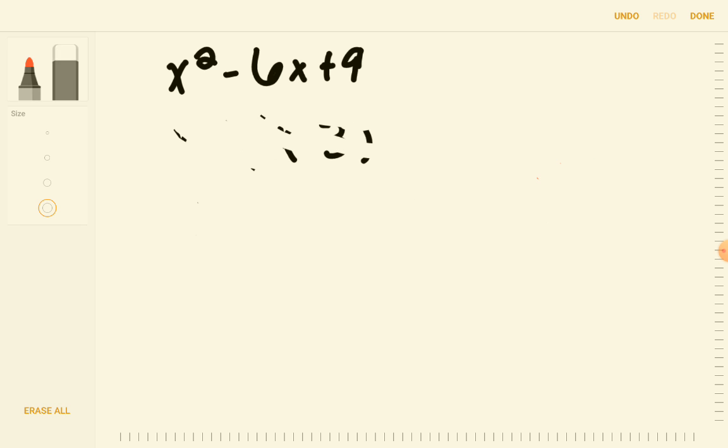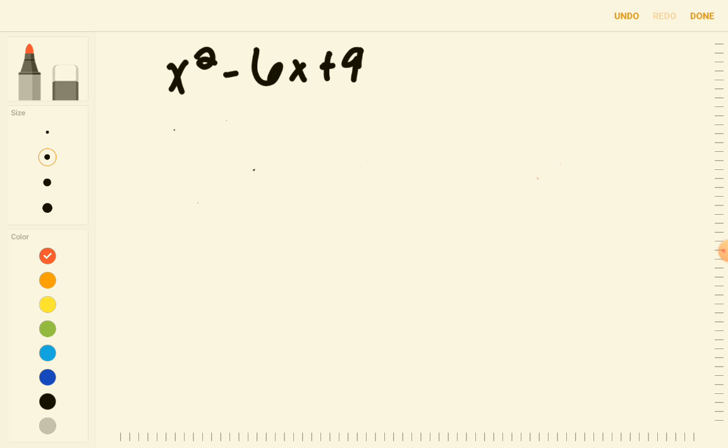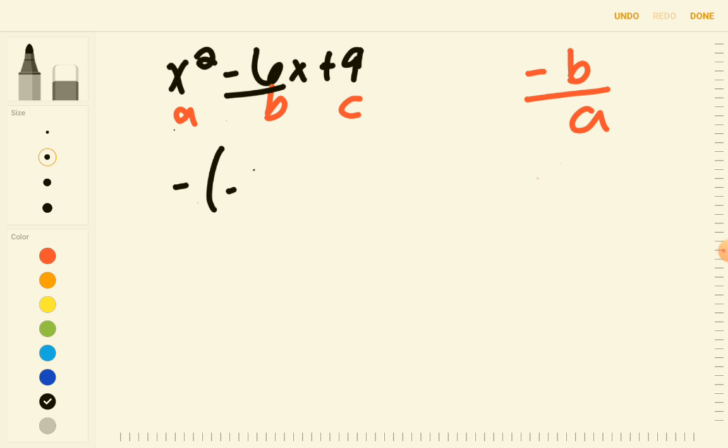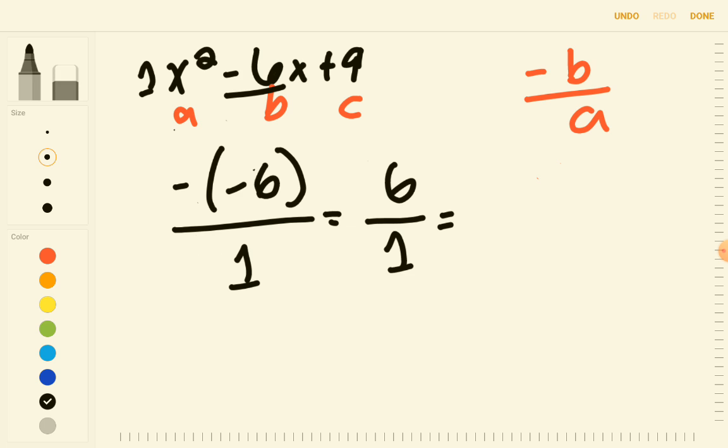So instead of factoring out our equations, we would just label them a, b, c, and we use this formula, negative b over a. So our b value, which is negative 6, times negative, over a, which is just 1. That's negative times negative 6, and that's 6 over 1. That just turns into 6. And we got the same answer as before.